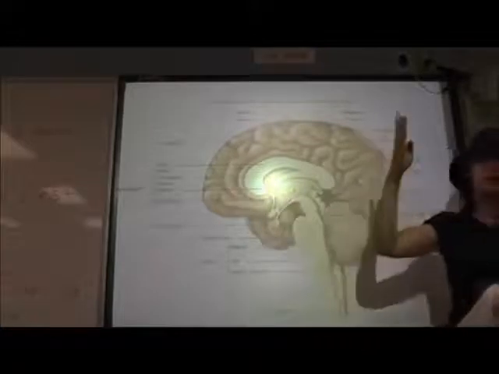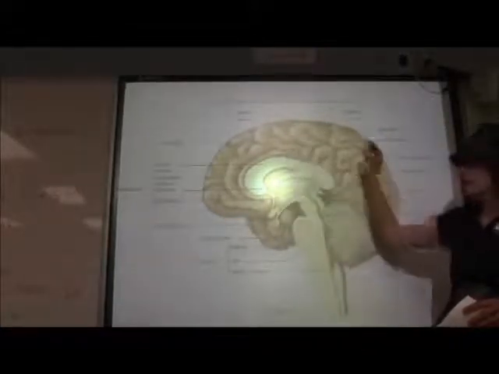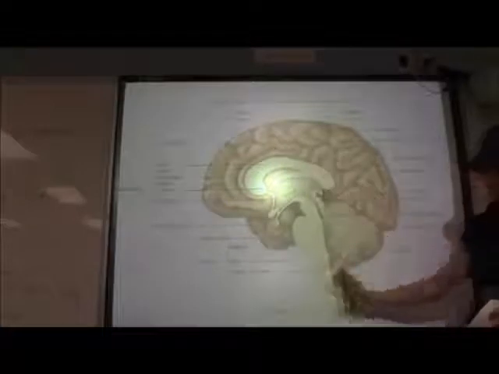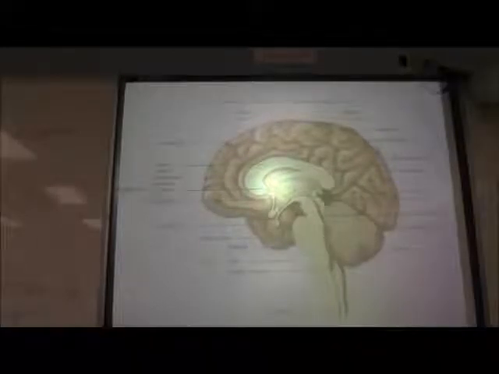So the four regions of our brain are the cerebral cortex, or the cerebrum, the diencephalon, the brain stem, and the cerebellum. We'll talk about each of these in more detail as far as structures go today, and then for functions we'll talk about on Wednesday.